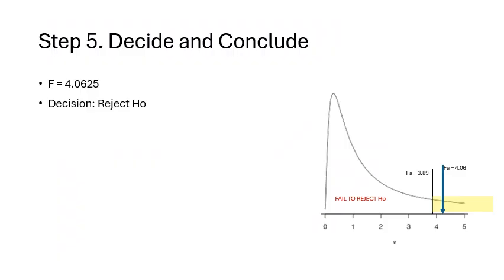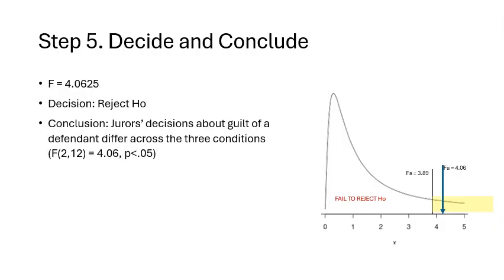Finally, we're going to decide and conclude. So here we can see that our F-score is 4.0625. I've gone ahead and plotted it, and we can see that it falls within this reject region. So we'll make the decision to reject the null. Now remember, our null hypothesis just stated that the groups were equal. That's all we can conclude here. And so we write our conclusion like this: jurors' decisions about guilt of a defendant differ across the three conditions.